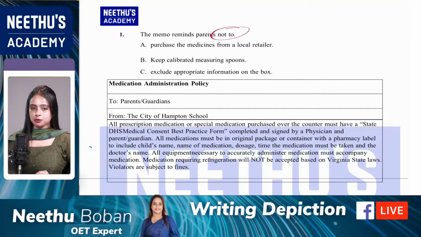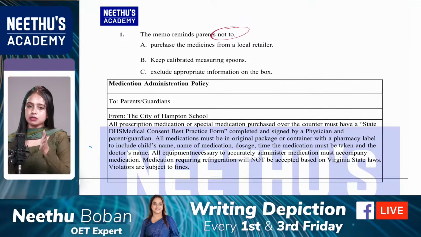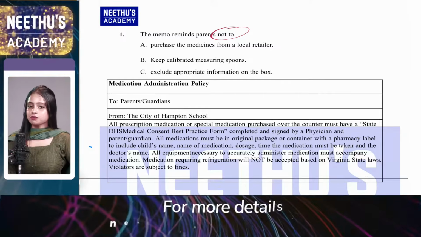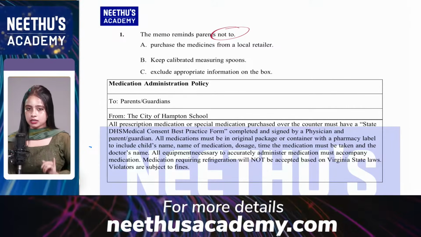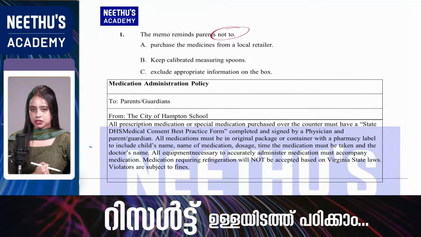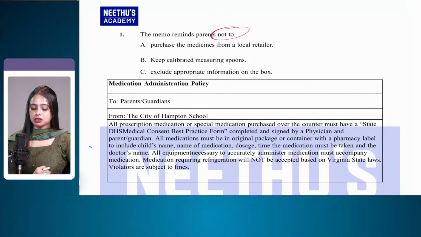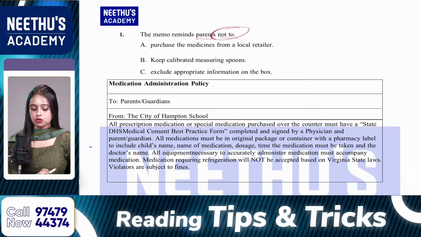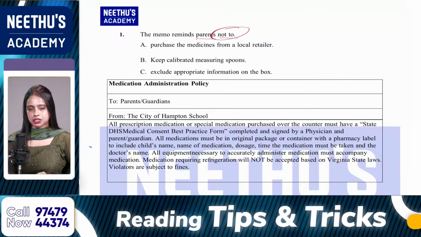When you do part B, it's important that we have some steps for this particular question. First of all, read the question. That is the first step. What is the second step? Underline the keywords from the question. My keywords from the question are parents, then not to. These are the only keywords from the question.